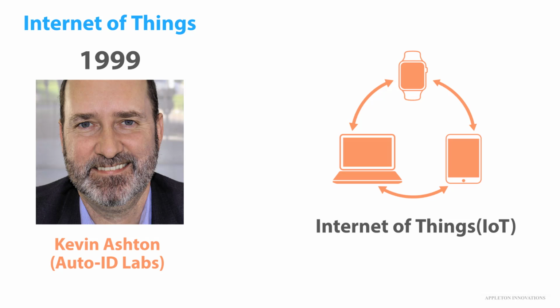In the year 1999, the actual term Internet of Things was coined by Kevin Ashton. Kevin Ashton was a British entrepreneur working with Procter & Gamble. He went on later to start RFID Labs. RFID Labs developed early versions of the global RFID or radio frequency ID tags.